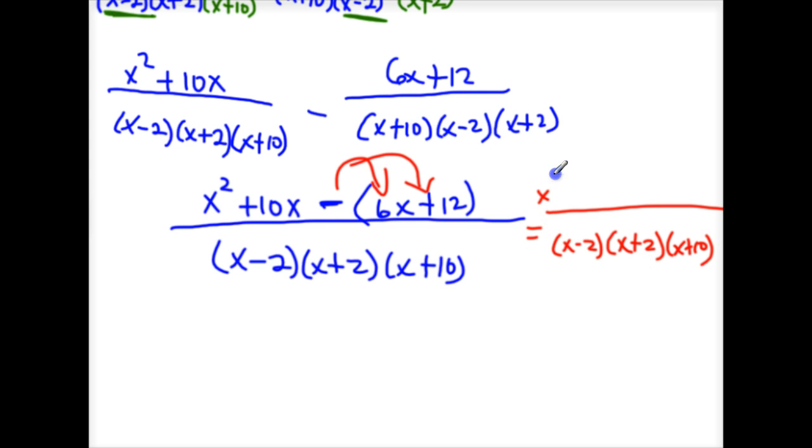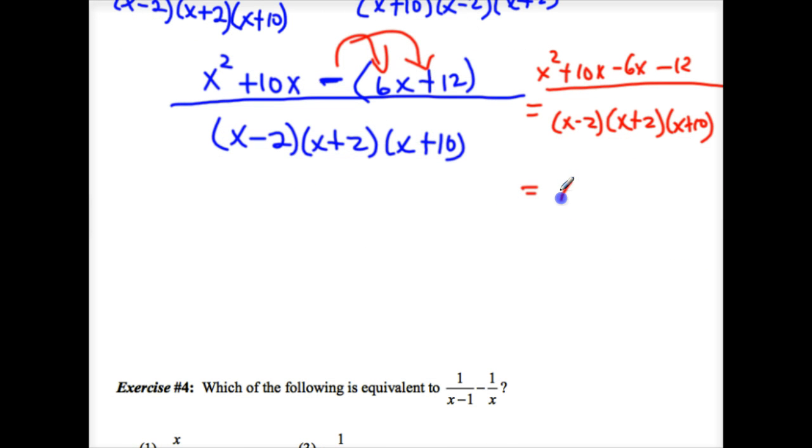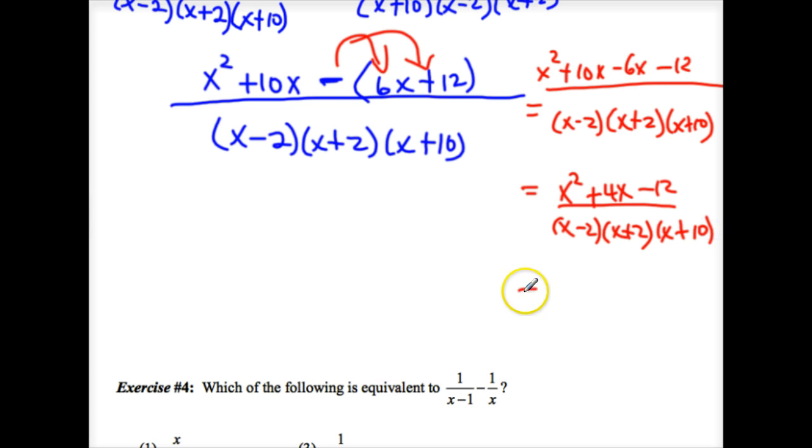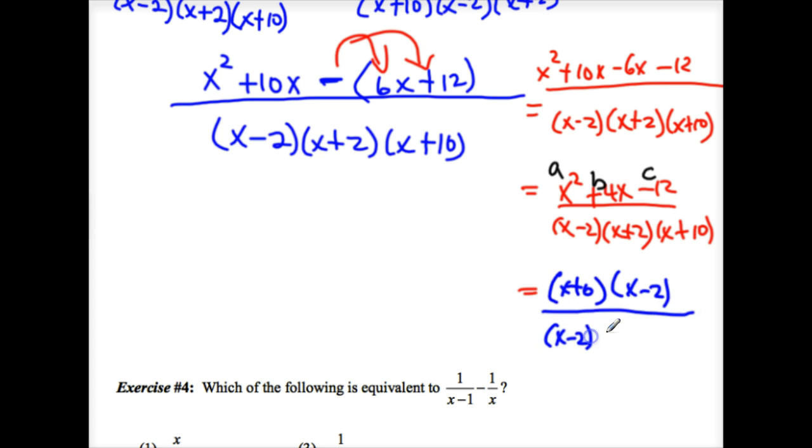And then I have x squared plus 10x minus 6x minus 12. This can be simplified to x squared plus 4x minus 12 over x minus 2, x plus 2, x plus 10. Now the top, this is my a, my b, and my c. Factor this out, it gives me x plus 6 and x minus 2 all over my really crazy denominator.